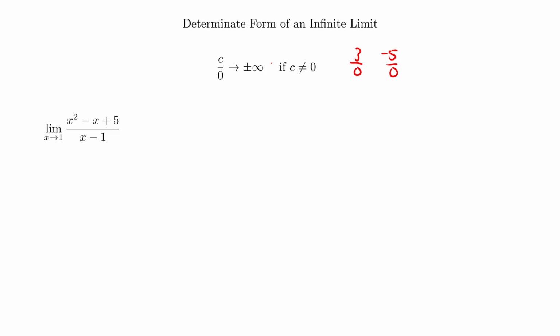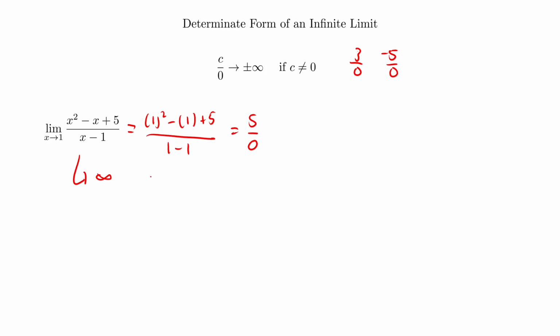So let's do a quick example to see how this works. We've got a rational function here, and we've dealt with situations where we plug in the value and we get 0 over 0, so we have to factor and cancel. But in this example, if we try to plug in 1, we're going to get 1 squared minus 1 plus 5 over 1 minus 1. The numerator simplifies, and we get 1 minus 1 plus 5, which is simply 5, and in the denominator we get 1 minus 1, which is equal to 0. So we do not get 0 over 0, we get 5 over 0. And when this happens, we can conclude that this limit is infinite.